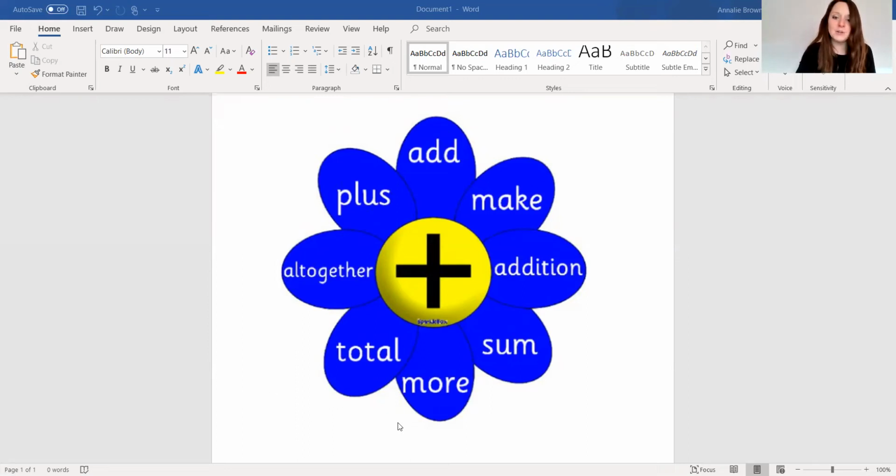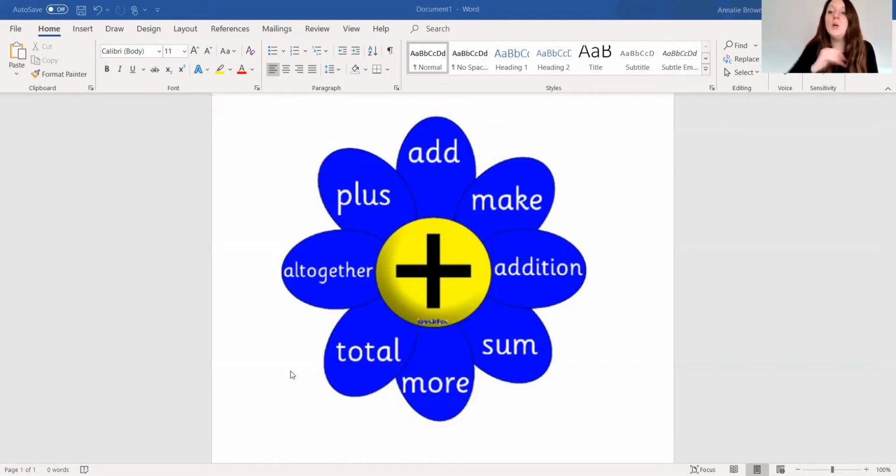And down here, you'll see that word more. So add and addition, very similar. They make, we have the two parts and all together, they make the whole number. You can also use the word sum to describe this. They are the sum of these two values, these two numbers.